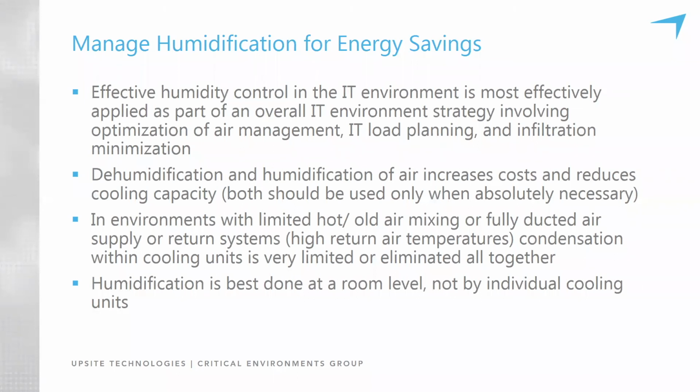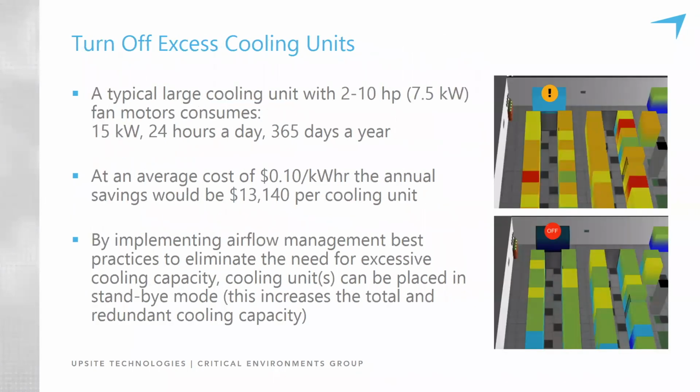So let's look at when you do not have the ability to reduce fan speeds, just turning off a cooling unit. How much energy is consumed by these fan motors? A typical large cooling unit that might have two 10 horsepower or 7.5 kilowatt fan motors consumes 15 kilowatts of electricity 24 hours a day, 365 days a year, of course. And at an average cost of 10 cents a kilowatt hour, that results in over $13,000 of electric bill for that one cooling unit. So if you can turn off a cooling unit, you can save $13,000 a year.